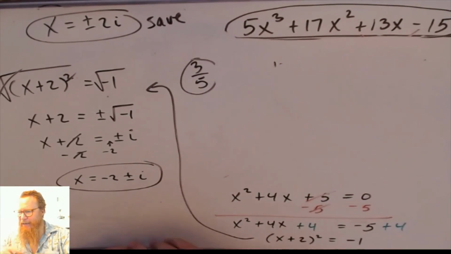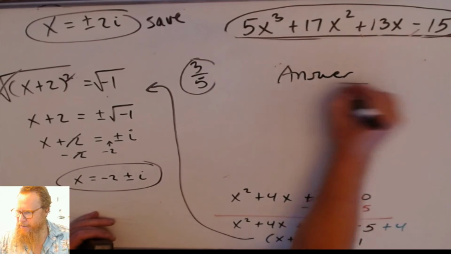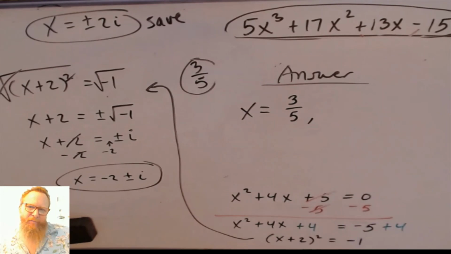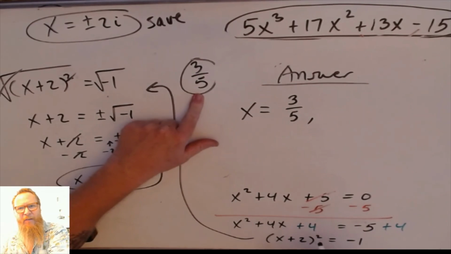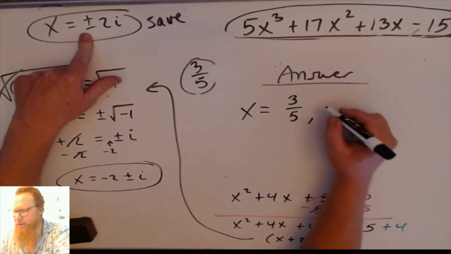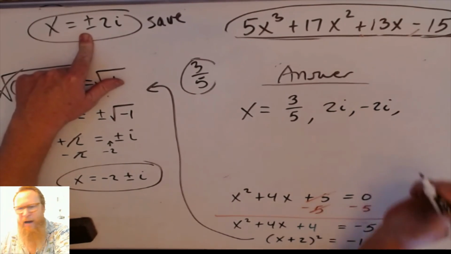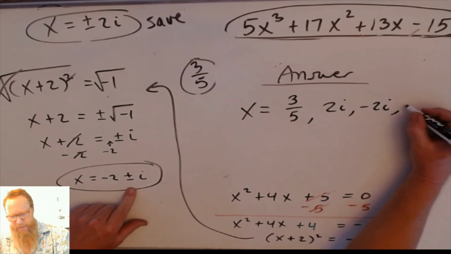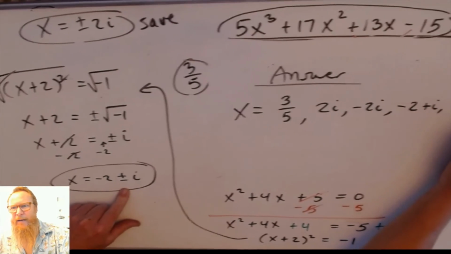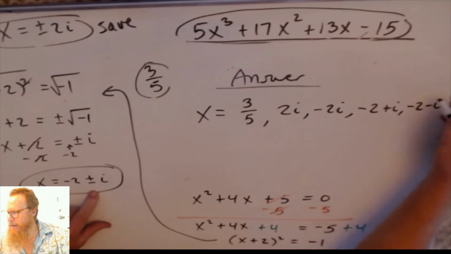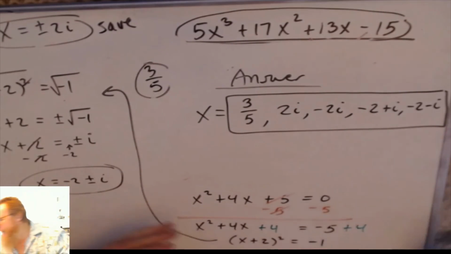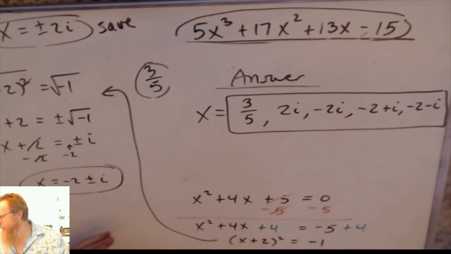So finally, the answer is the zeros are, I usually put the rational one first, although it doesn't really matter, 3/5, and then the other two, 2i and -2i. Those were kind of the freebies. I gave you those as a hint. And then you got these ones, -2 plus i and -2 minus i. And that's about as bad or as good as it gets, depending on how you look at your mathematics education.